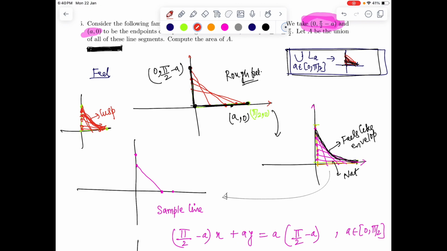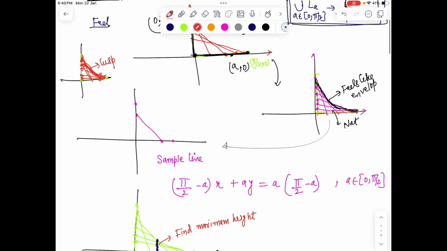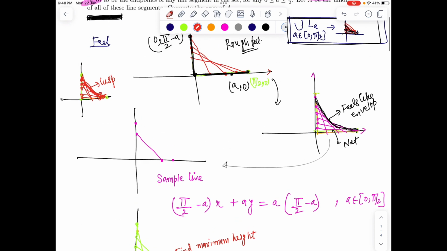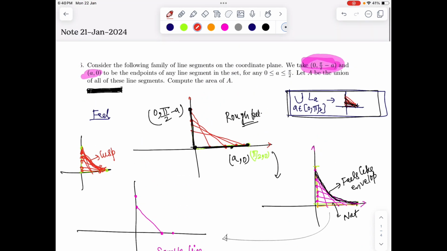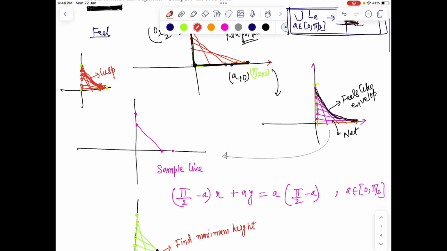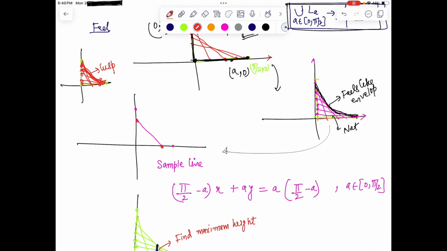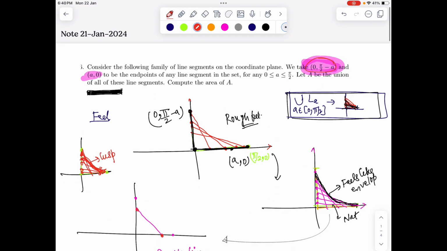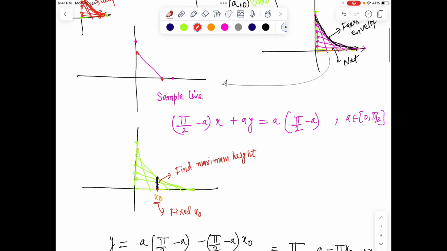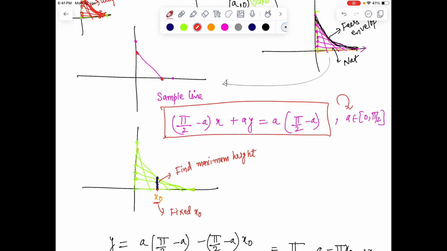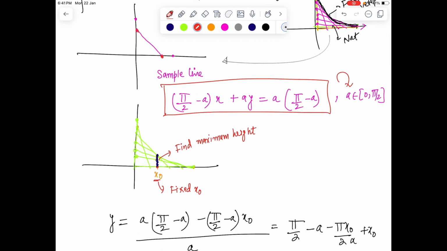So let's pick up one of the sample lines and write the equation of this line. That's quite easy to write, because we have got two points. Let's call them point A and point B. So in two-point form, I just wrote the equation of the line. Clearly this equation is satisfied for all a belonging to [0, π/2]. So now I'll call it a line segment. Now the question is how we can find the area of the region of this cusp.